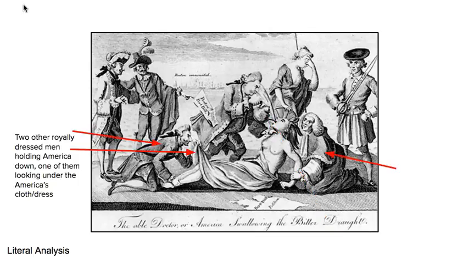Another observation I've had is the fact that there are two men who are dressed very similarly to Lord North, so they must also be of royal descent or connected to Parliament maybe, or the House of Commons. So there are two men holding down America, so they must be in favour of what Lord North is doing, and one of them is looking under America's cloth or America's dress.